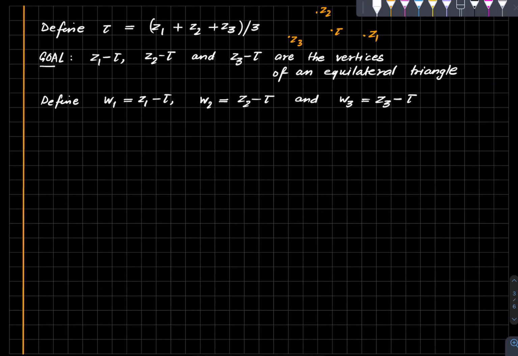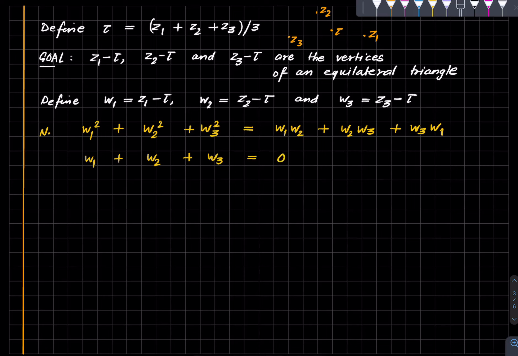And note, this is an important note, that we have W1 square plus W2 square plus W3 square is equal to W1 W2 plus W2 W3 plus W3 W1. This is what we proved in the previous claim, on the previous page. But we have further that W1 plus W2 plus W3 is 0. You can immediately verify that by substituting the value of tau here. This is the algebraic reason for choosing this. We have this extra equation which will help us immensely.